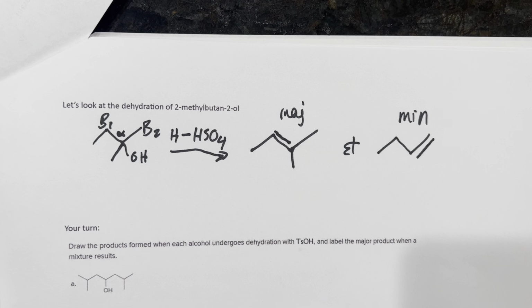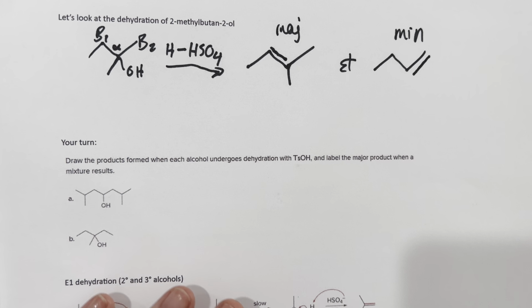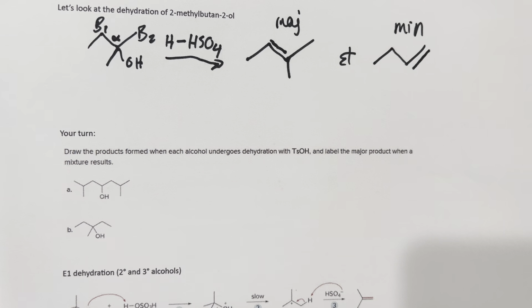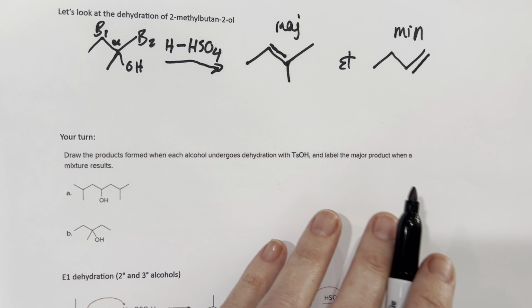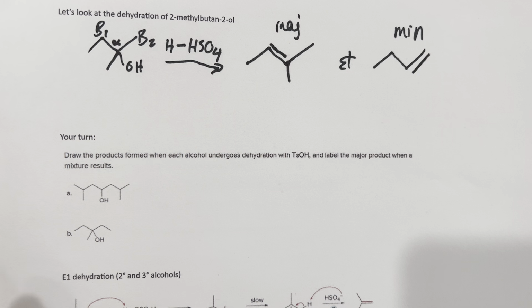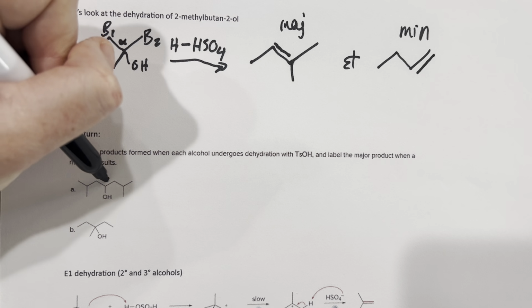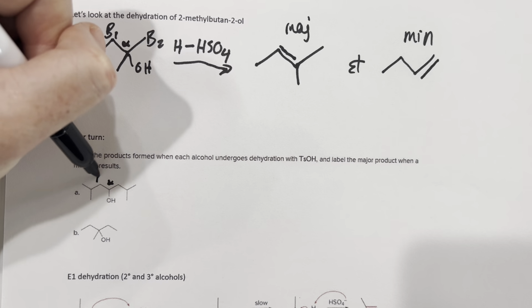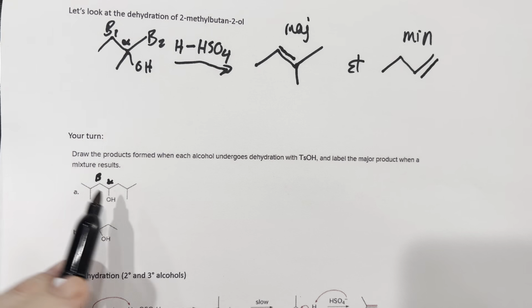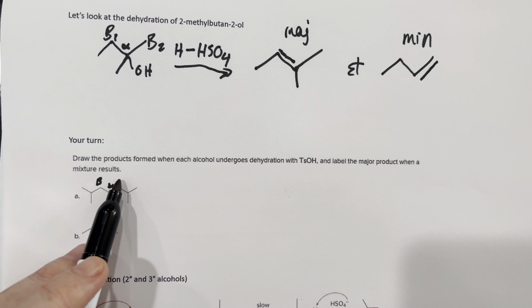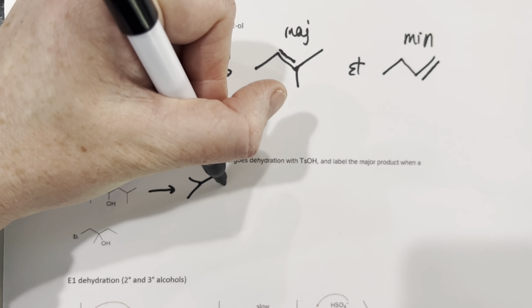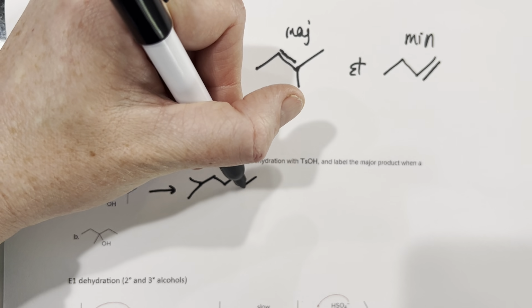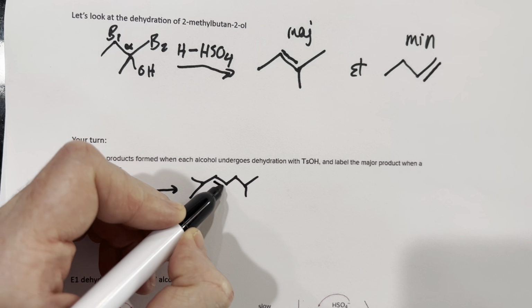Okay, now it's your turn to draw the products formed from each alcohol when it undergoes dehydration with TsOH. Remember, this is just a strong acid, and should be treated just like H2SO4. It says label the major product when a mixture results. Okay, so let's do it. This would be our alpha, right? And this would be our beta. We really don't have any other choices. It's symmetrical, so the beta is the same on both sides. Then we'll just have to draw a double bond between the alpha and beta.